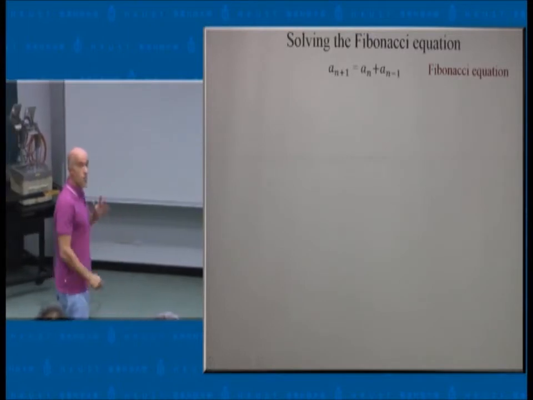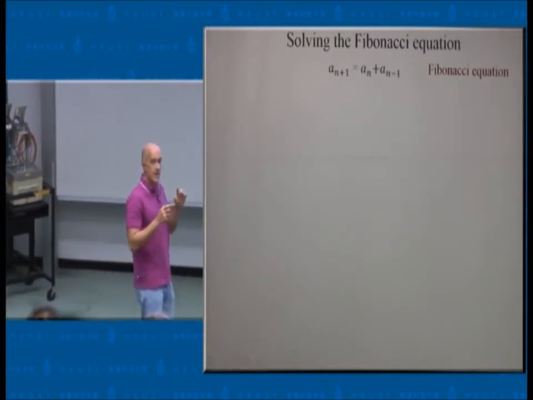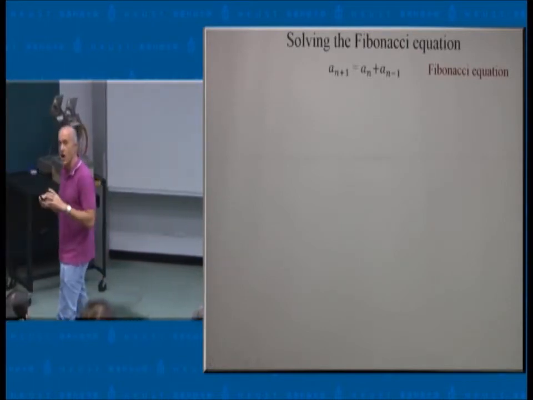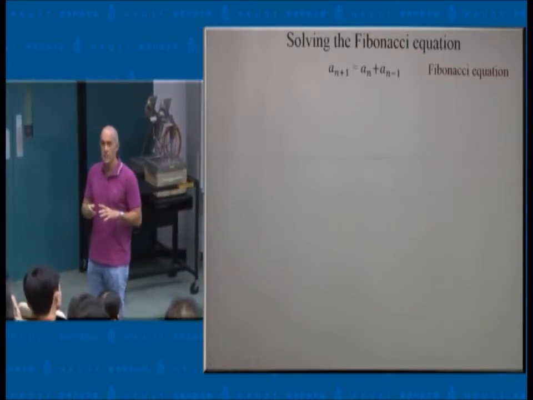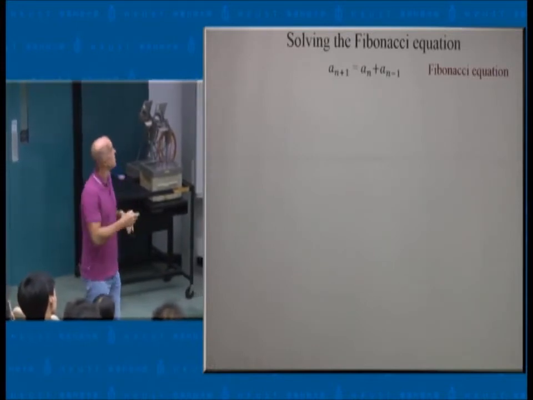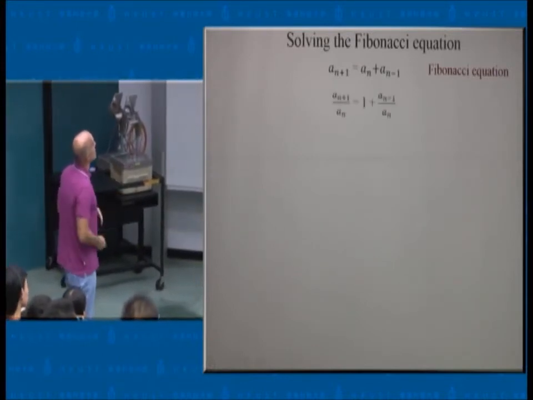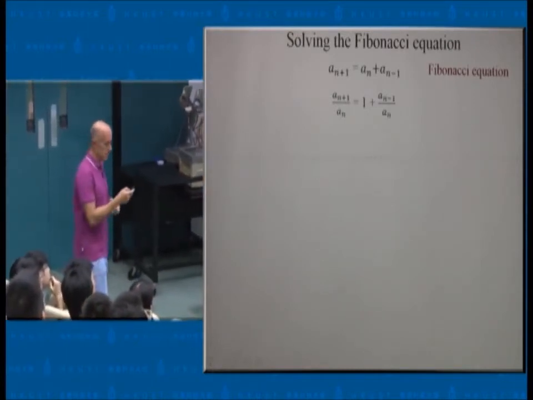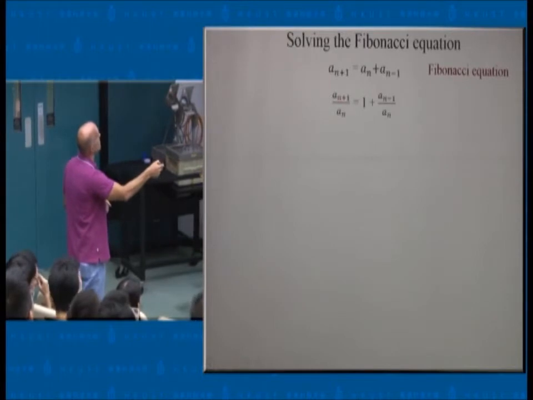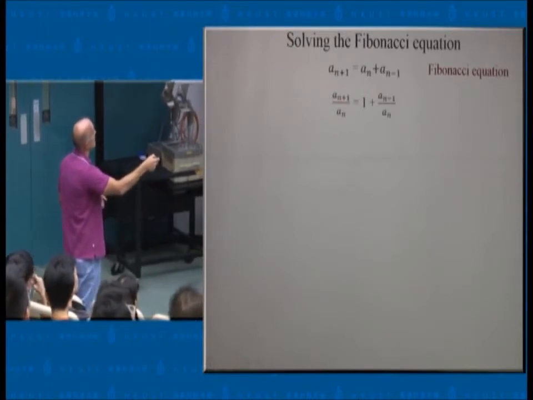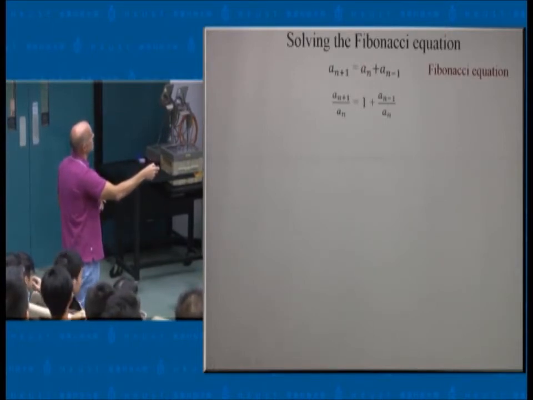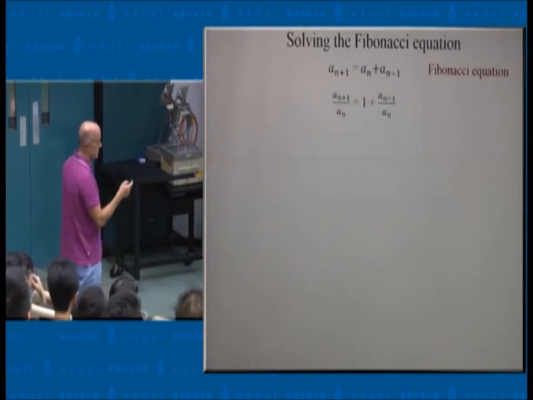Okay? So what I want to do is I want to get a feeling or a solution to this equation when n is very large. Okay? When n is very large. So to do that, I'm going to first divide both sides of this equation by a sub n. Okay? So we divide through by a sub n. So we get the left-hand side. A sub n divided by a sub n is 1. And a sub n minus 1 divided by a sub n.